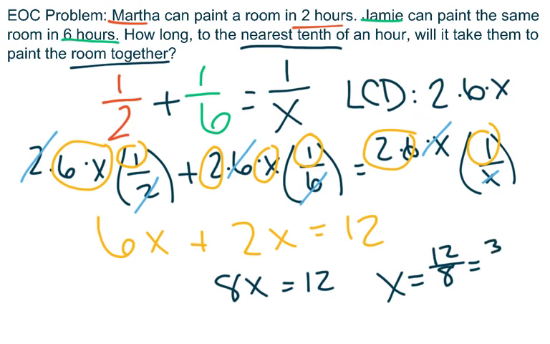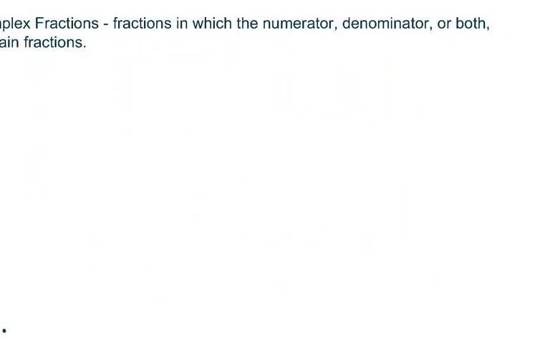And so you know it reduces to 3/2, but notice that in the problem it said to the nearest tenth of an hour. So that means you actually have to find the decimal. So the decimal answer that you would have written is 1.5. So hopefully that makes sense. If not, you can email me.